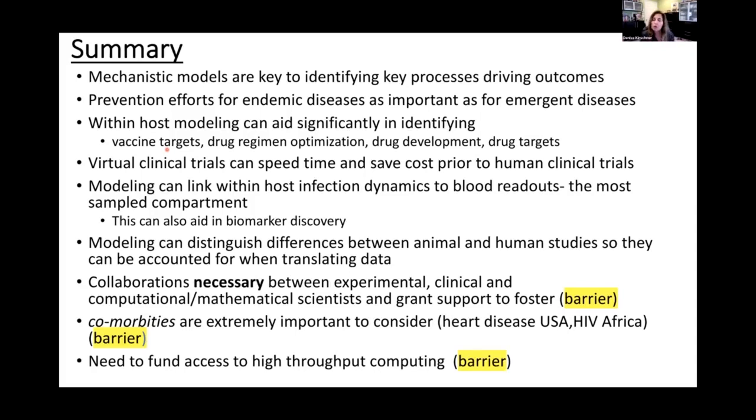But these 3 are really important goals that also can serve as barriers if they're not considered. First, there's got to be collaborations between experimentalists, clinicians, and computational modelers, and grant support to foster that. Considering comorbidities, most of the places where these diseases are endemic, comorbidities are extreme. Even if you think about COVID-19, heart disease in the US was a major barrier in people that were getting disease here, and HIV and TB in Africa were major barriers. And then the other thing is, as you build these more and more complex models, we do need access to high throughput computing options, because we all can't have supercomputers in our universities or in our labs.